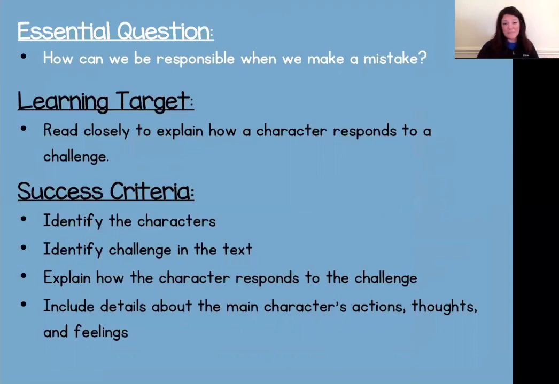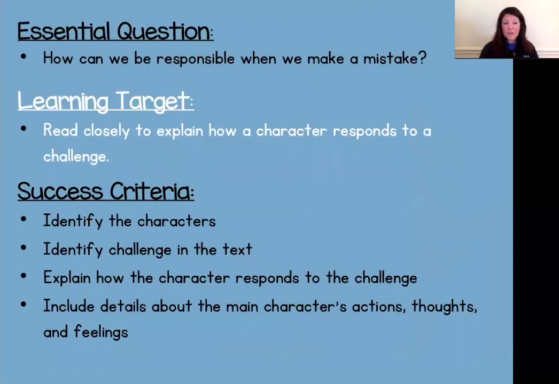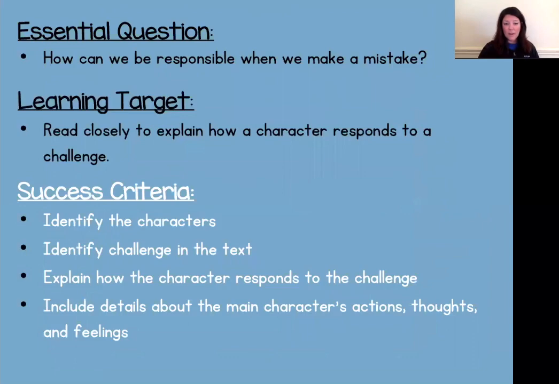That's pretty cool. Our learning target is that we're going to read closely to explain how a character responds to a challenge. And let's look at our success criteria. These are the things you're going to need to do to be able to be successful with this activity. You're going to identify the characters, identify the challenge in the text, and then you'll explain how the character responds to the challenge. Include details about the main character's actions, thoughts, and feelings.